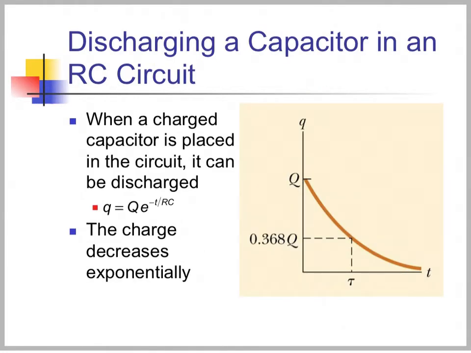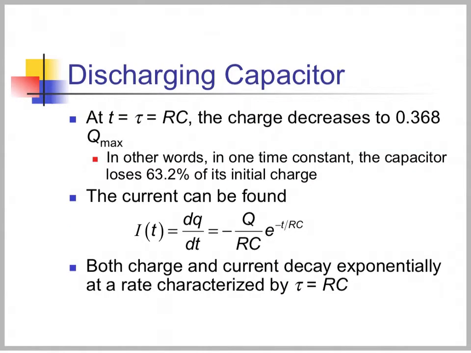So when a charged capacitor is placed in a circuit, it is discharged, where Q is the maximum Q times e to the minus t over RC, or minus t over tau again. And then the charge decreases exponentially. And at t equals 1 time constant, the charge decreases 63.2% of the way, so it's down to 36.8% of its maximum in 1 time constant. And current is found in the same way. Current is some maximum current, and then it decays exponentially.